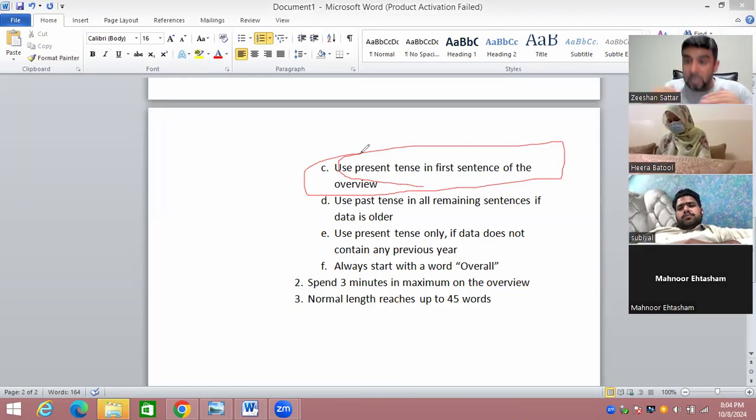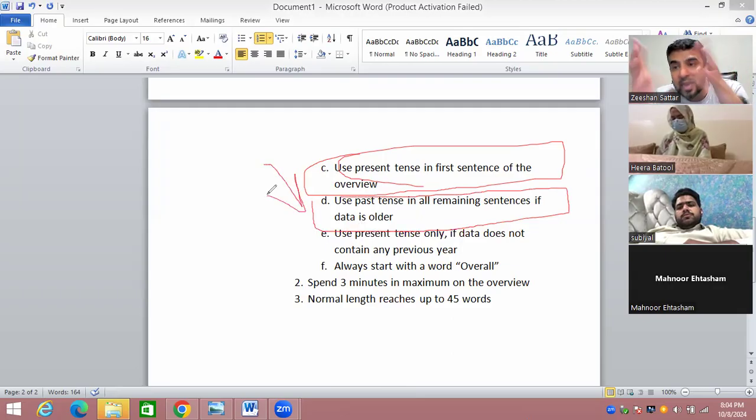So we can start writing the overview with the passive or with the active, but we should write the first sentence in the present tense. All of the remaining sentences will be in the past tense if the data is older. If data does not contain any year, we can write every sentence in the present tense. There is no problem at all.